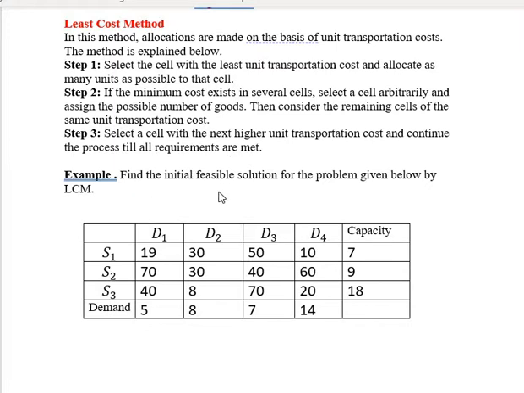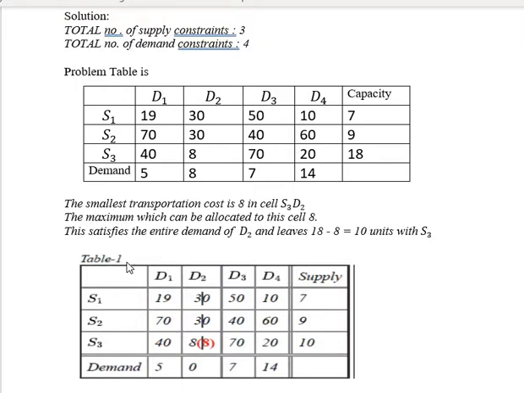Find the initial feasible solution of the problem given below by least cost method. Table is shown here. From the given table, the total number of supply constraints equal to 3, total number of demand constraints equal to 4, and sigma Si equal to sigma Dj. That means the given problem is a balanced transportation problem. The problem table is shown here.